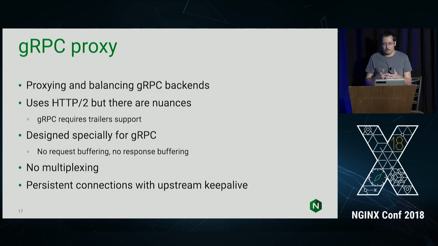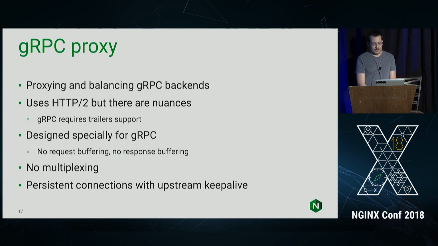Also, we've introduced the gRPC proxy module, which allows proxying and balancing gRPC backends. While gRPC is based on HTTP/2, there are some nuances, such as gRPC requiring response trailers to be used. And since gRPC is one of the main reasons we were asked to introduce HTTP/2 with backends, we've decided to provide a gRPC proxy instead. As such, this proxy is specially tailored for gRPC. In particular, it uses no request or response buffering, so it can be used with gRPC streaming out of the box.